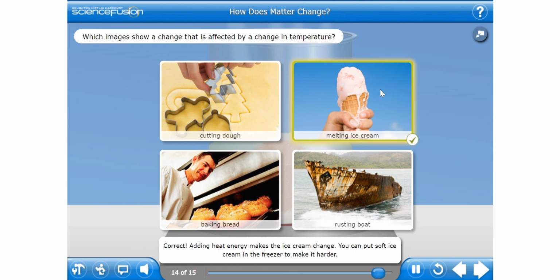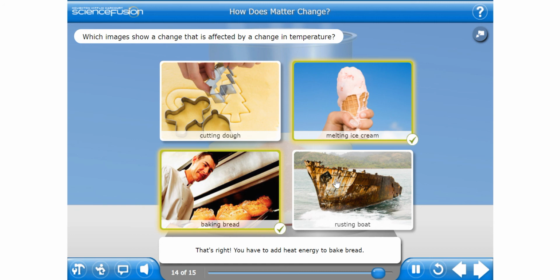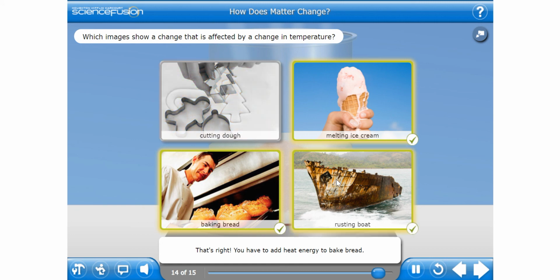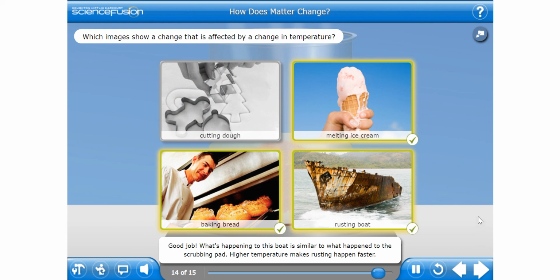Adding heat energy makes the ice cream change. You can put soft ice cream in the freezer to make it harder. That's right. You have to add heat energy to bake bread. Good job. What's happening to this boat is similar to what happened to the scrubbing pad. Higher temperature makes rusting happen fast.